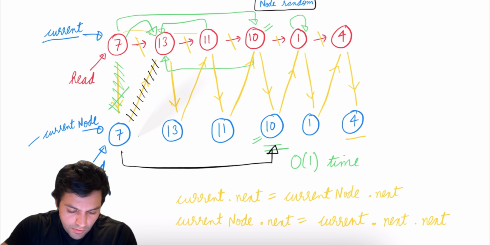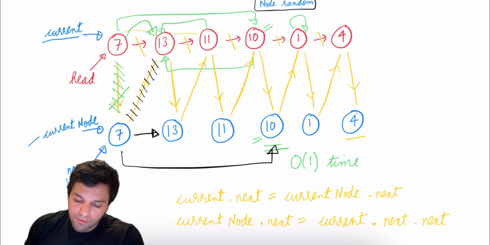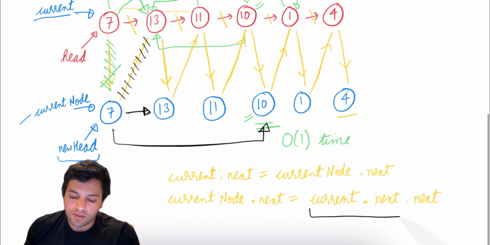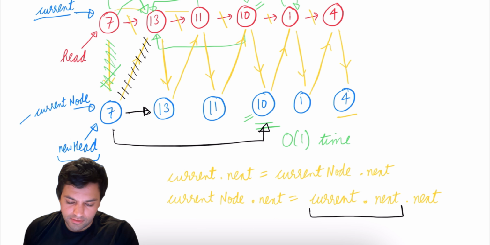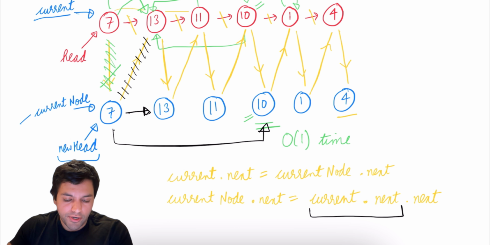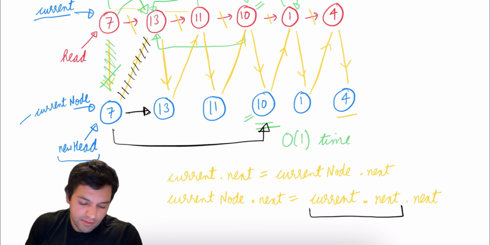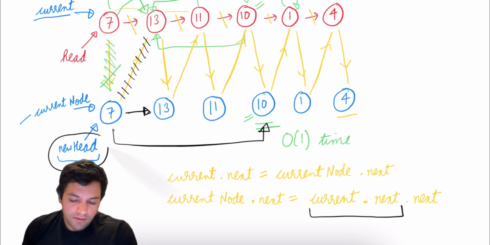current.next.next only if current.next is not null. So we have to add a null check for current.next. If it is not null, then we can simply assign it to current.next.next. This way we can update the next pointers and restore them to their original values. And at the end, we can simply return new head, and this will return the final cloned linked list.